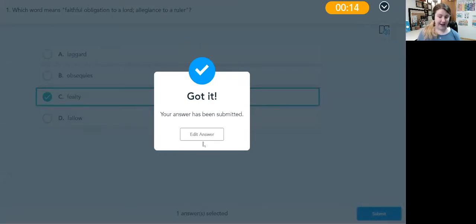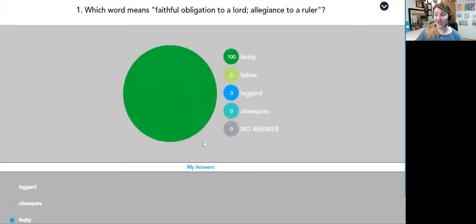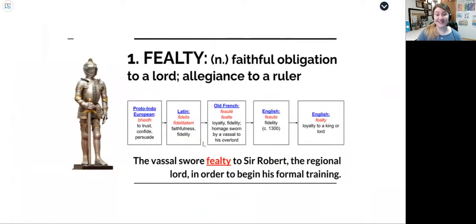Now, when I have all of the answers, I share that out to everyone. And you can see, oh, 100% of the class said fealty because it was just me. But if there were other answers, you would see that on there as well. Then we dive into the word itself. So yes, fealty is the correct answer. It is a noun meaning faithful obligation to a lord or allegiance to a ruler. So for your exemplifying picture here, I have a knight because they would swear fealty to a lord, that obligation to them.